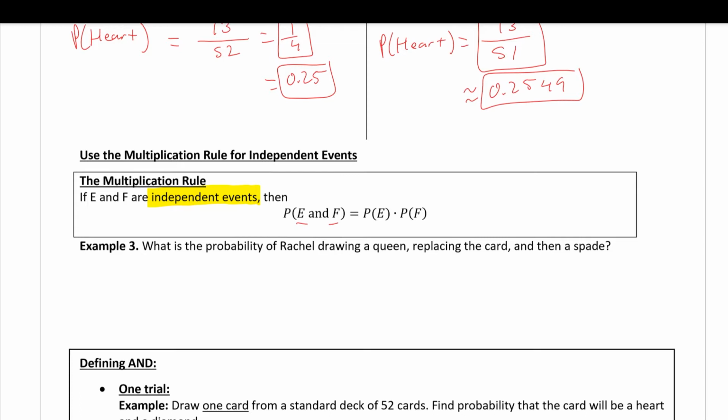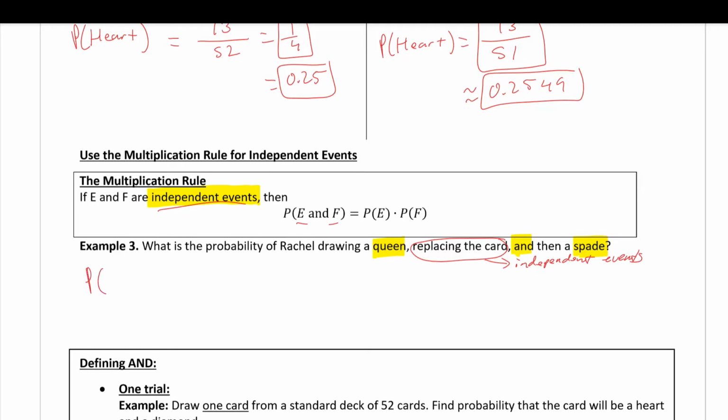So the question here is, what is the probability of Rachel drawing a queen, replacing the card, and then a spade? Okay, now again, we can only use this rule because the question here is what? Probability of a queen and a spade, right? Now we can only use this rule if the events are independent. Well, by replacing the card back, that second event is out of 52 cards. So essentially that first event had nothing to do with the second event. It didn't affect the probability. So yeah, this implies independent events.